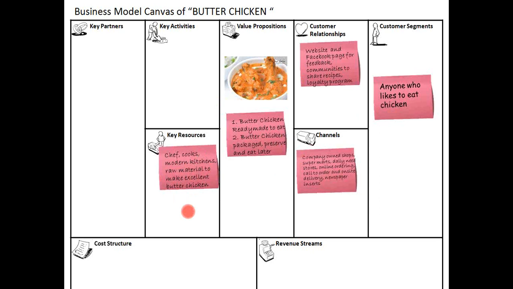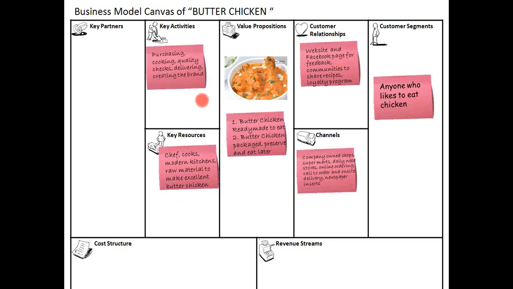What kind of resources would I need? I would probably need good chefs, cooks, maybe a modern kitchen, and some very good raw material. Okay. So be it chicken or be it paneer, I will need somebody who's going to give that to me.